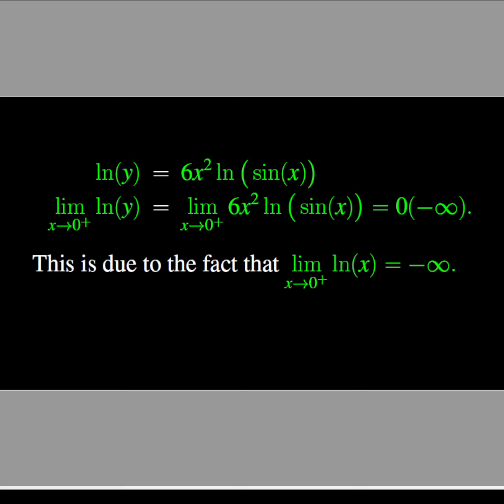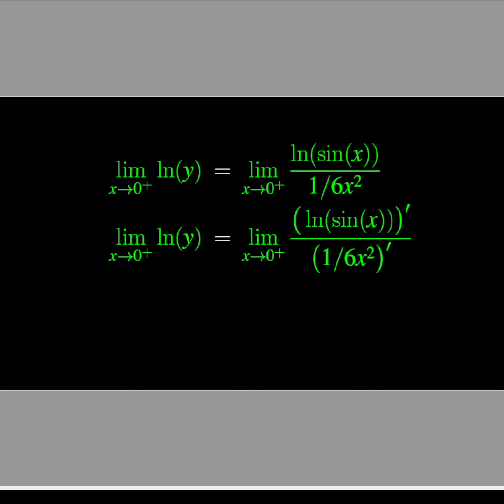This is still an indeterminate form. We will use the L'Hospital rule to solve this issue. In order to apply L'Hospital rule, we first have to rewrite logarithm of y as a quotient. And then, take the limit as x goes to 0 plus of the derivative of the numerator as well as the derivative of the denominator. The derivative of the numerator, logarithm of sine of x, is the fraction cosine of x over sine of x, and the derivative of the denominator, 1 over 6x squared, is minus 1 over 3 over x cubed.